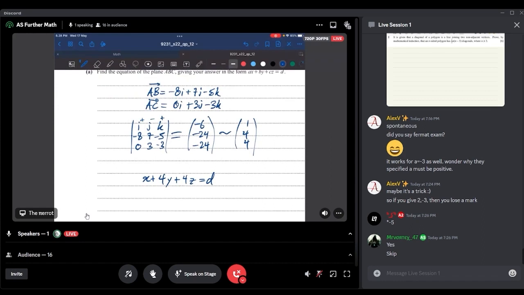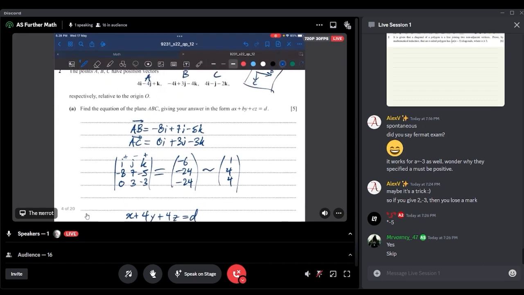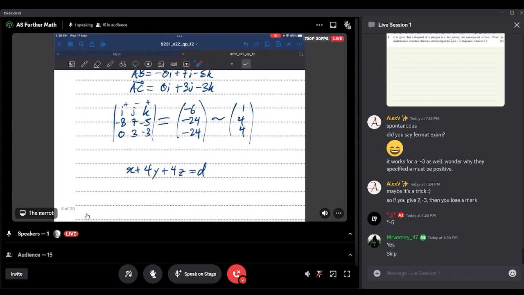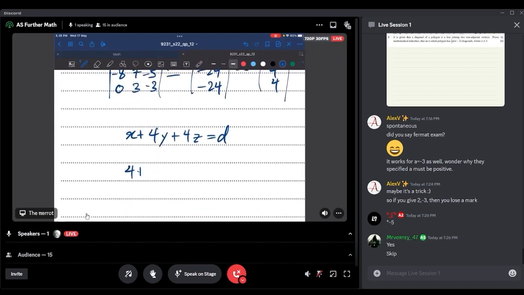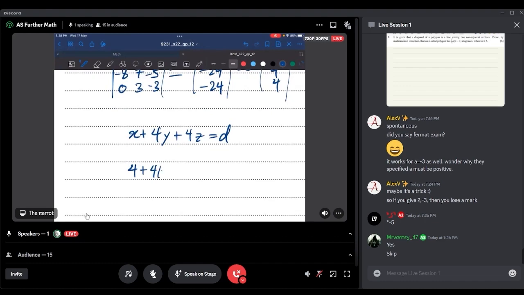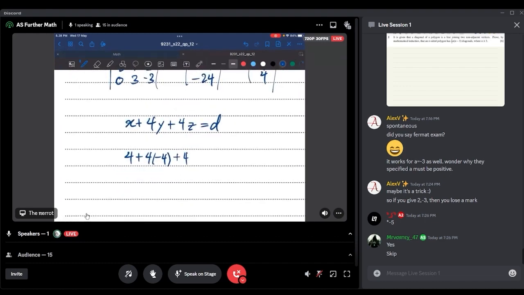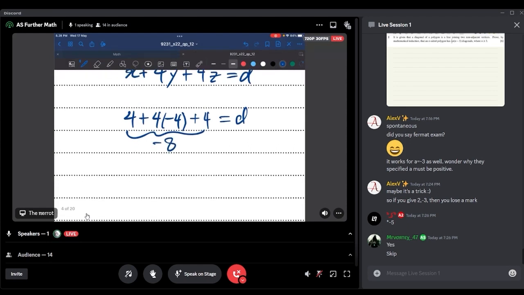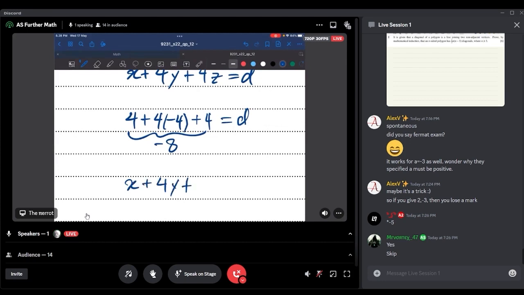And how do you do that? Well, we just need 1 point from the plane. So you can pick any of these to use. Let's use A, okay? So if you insert A into xyz, you'll get the value of d. So we have 4 plus 4 times minus 4, then plus 4. So many 4s. Well, 4 plus 4 is 8. 4 times negative 4 is negative 16. 8 minus 16 is minus 8. So d is minus 8. Hence, the plane is, you just copy everything. That's it. Okay?